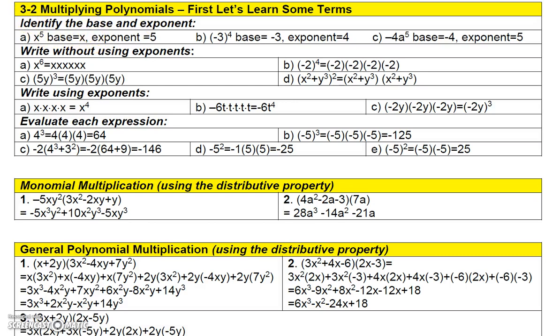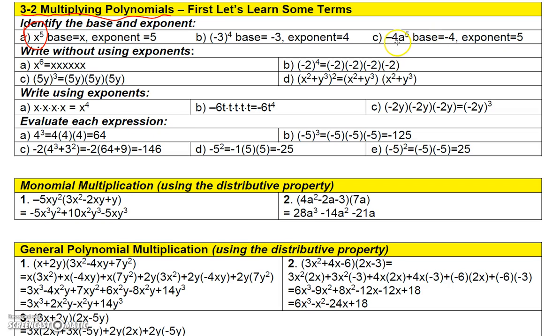Well, hi there. Now, when you do general polynomial multiplication, that's like multiplying a polynomial by a polynomial. Like here, I'm going to take x plus 2y, and I'm going to multiply it by this trinomial. I'm going to go ahead and show you all the steps here. What I'm going to do is take the x term here, and multiply it by each one of these three terms.